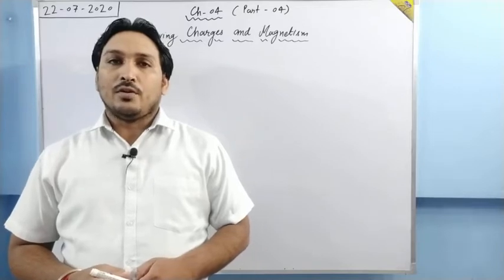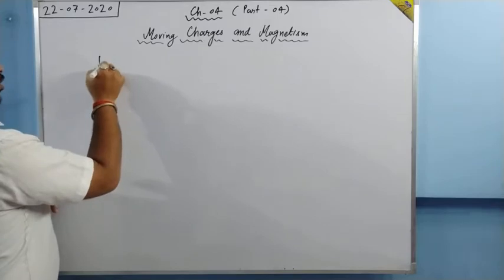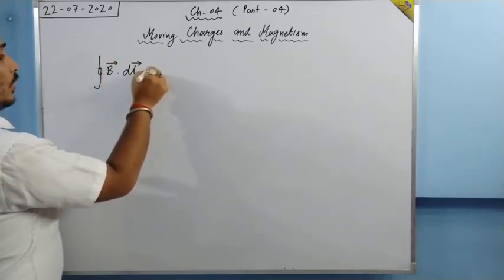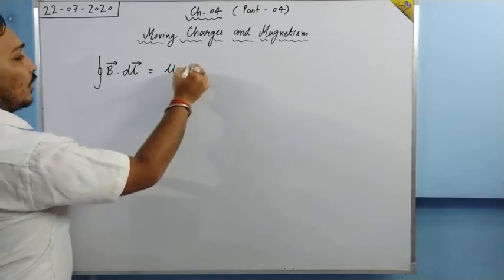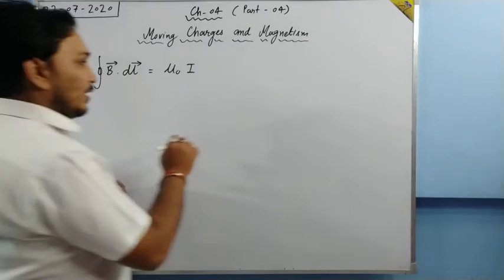What is Ampere's circuital law? Ampere's circuital law says that the line integration of magnetic field around a closed loop is equal to mu naught times the current passing through that loop. Okay, what does it mean actually?